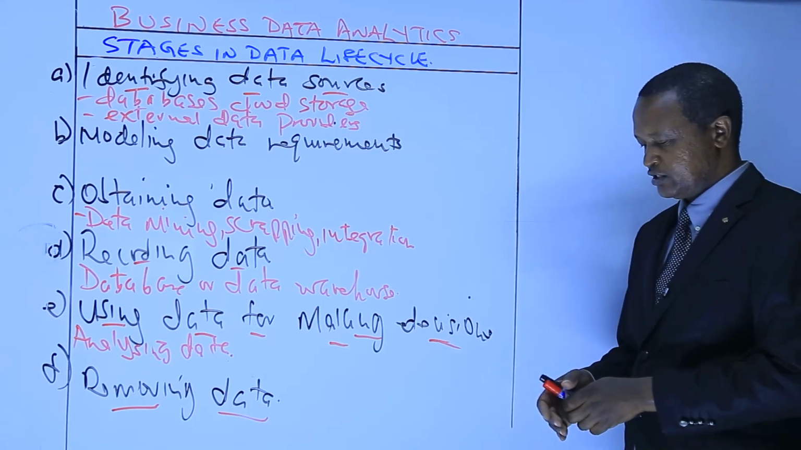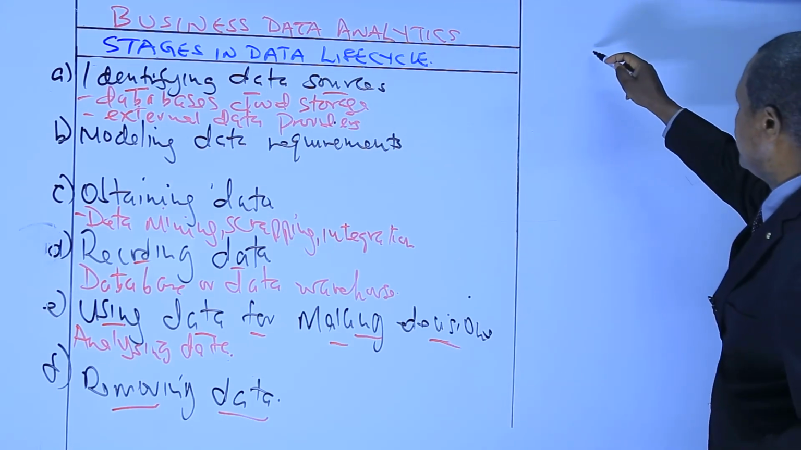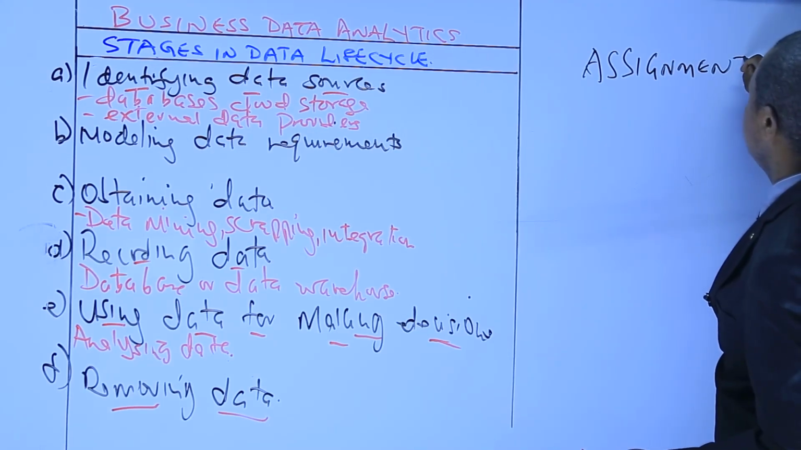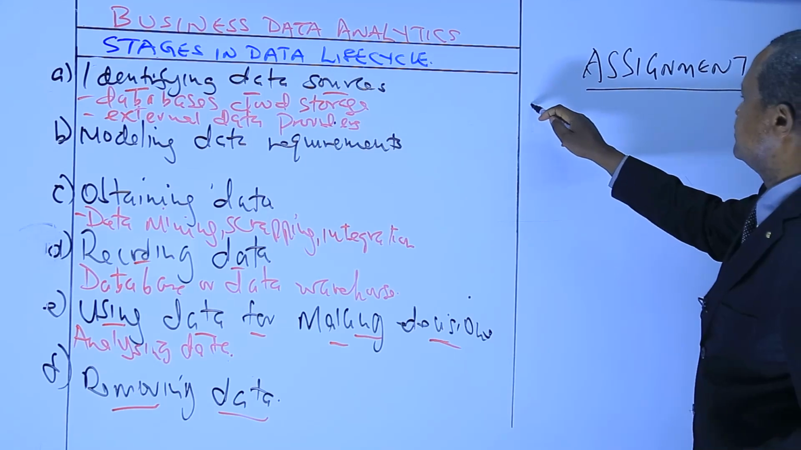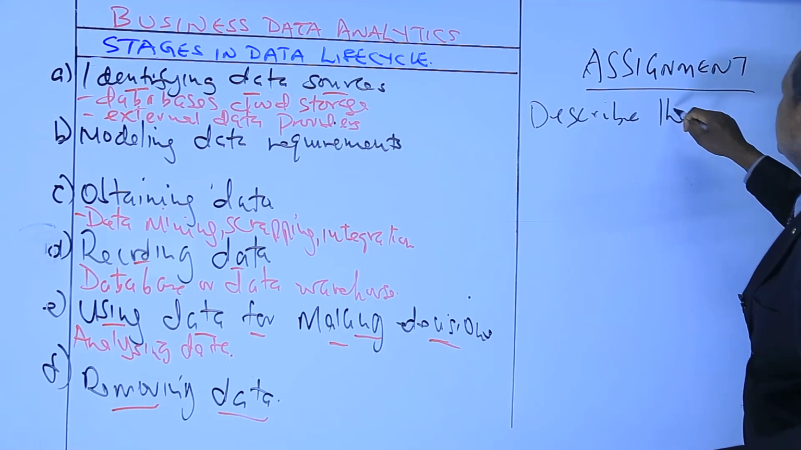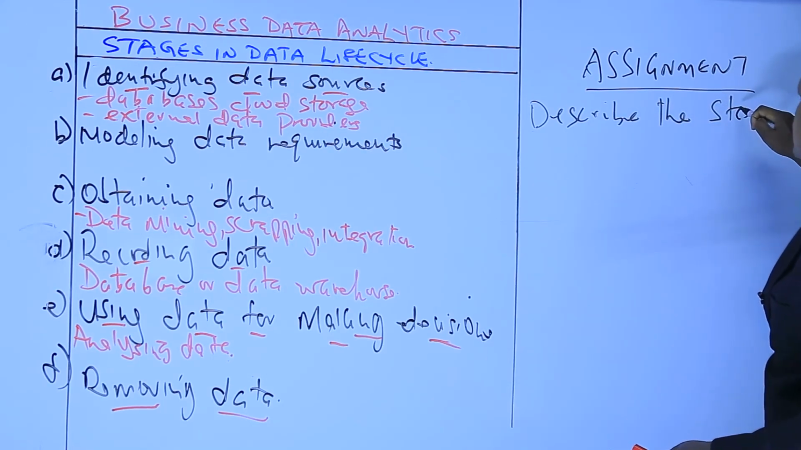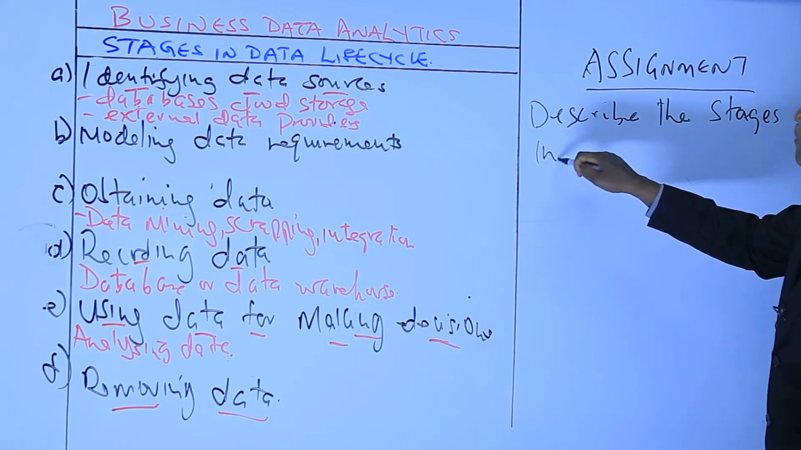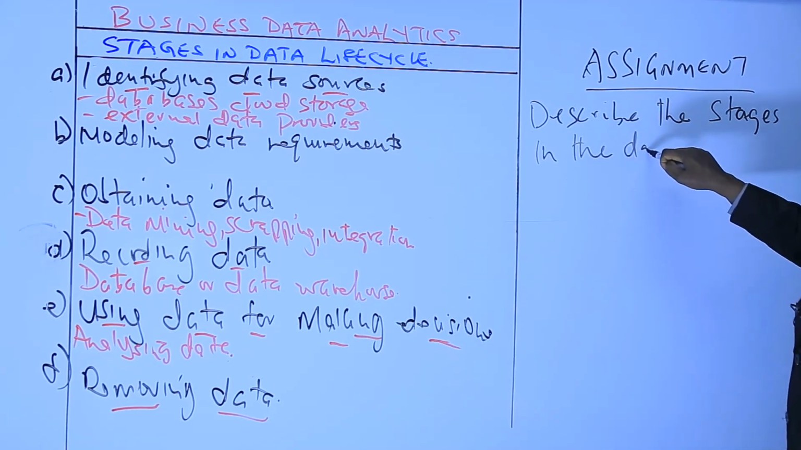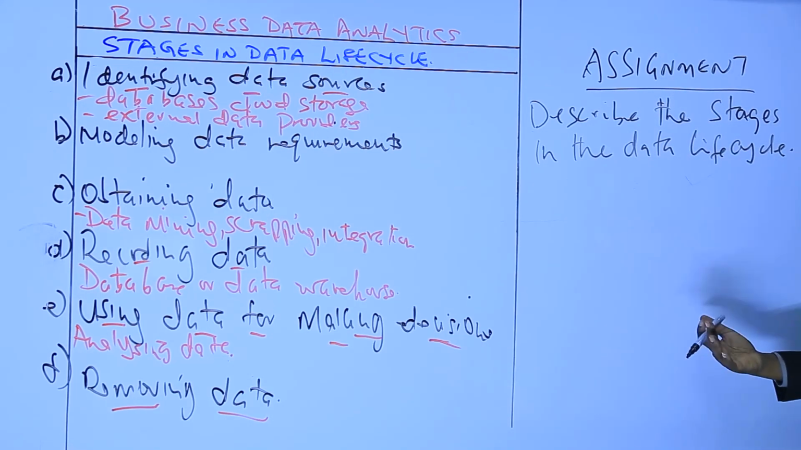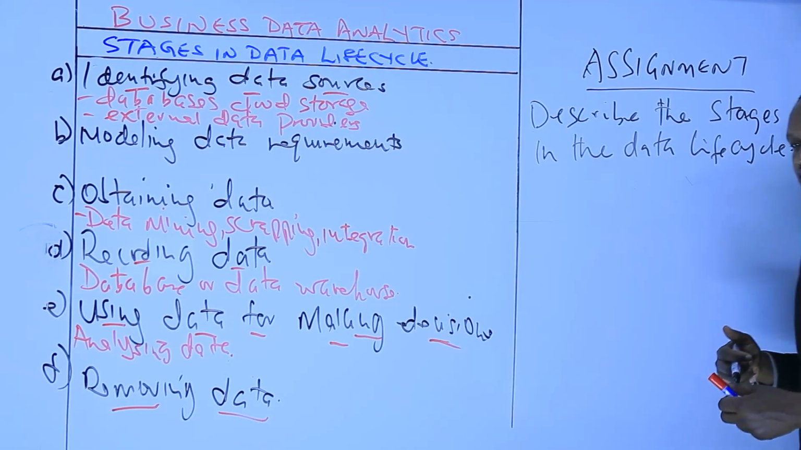And that will mark the end of the lesson, but I'll give you one question assignment before we take a break. Describe the stages in the data life cycle. That is your assignment for today.